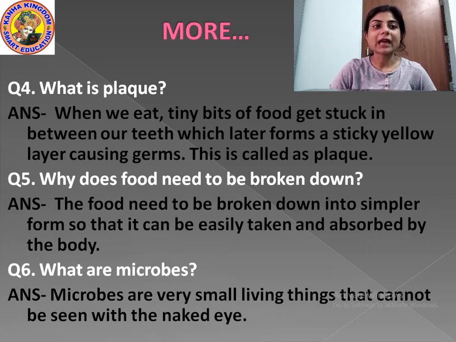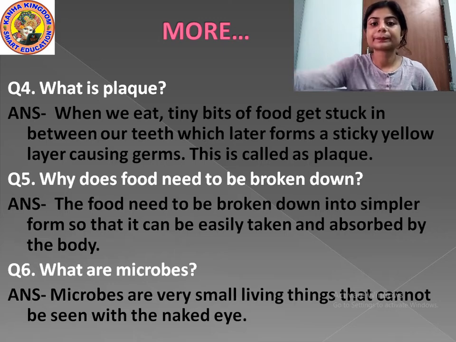Now question number 6. What are microbes? Microbes are very small living things that cannot be seen with the naked eye. Microbes are very small living organisms, yes or no? That cannot be seen with the naked eye.